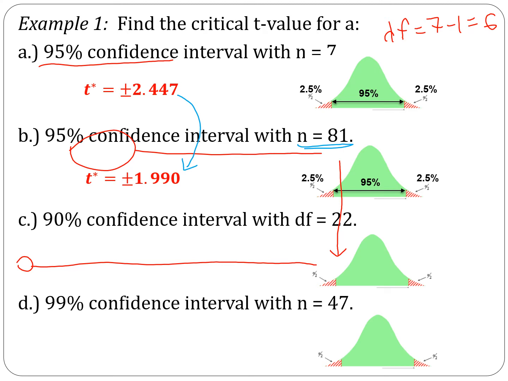90% confidence interval with degrees of freedom equals 22. Okay, here it's giving us degrees of freedom, so we're not going to do minus 1. We're just going to go to 22 on that line there, match it up with 90%, and we get 1.717. And then lastly, 99% confidence with n equals 46. So 46 degrees of freedom. We won't find that on the table there. If we don't find it, we go to the closest one. Okay, and we just use that 2.690.